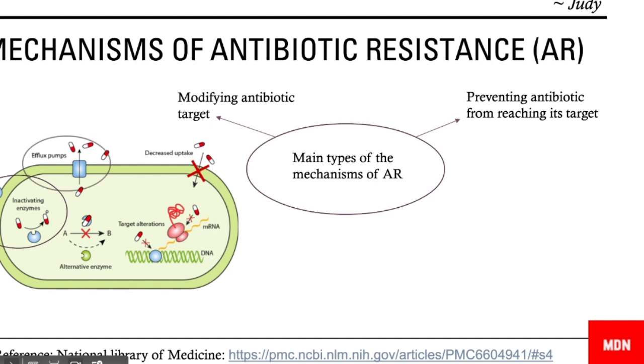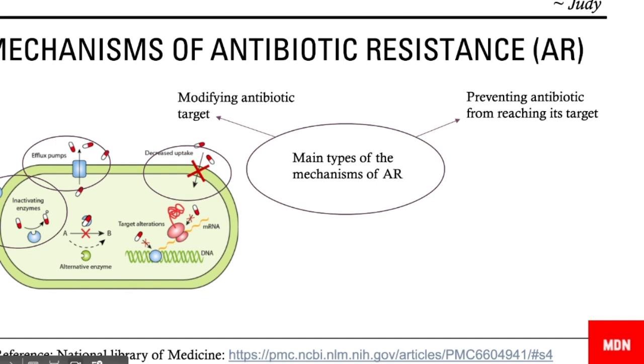Tap one more time. There are some bacteria that use efflux pumps. These are just proteins in the cell membrane that actively pump antibiotics back out of the cell. So this happens before they can even reach their target. And then finally, we have decreasing the uptake. So bacteria can reduce how much antibiotic enters the cell, and this is called decreased uptake.